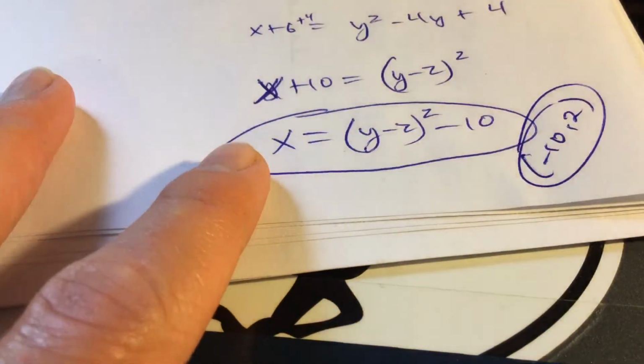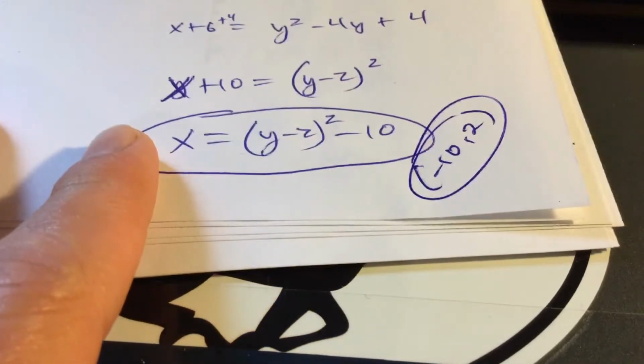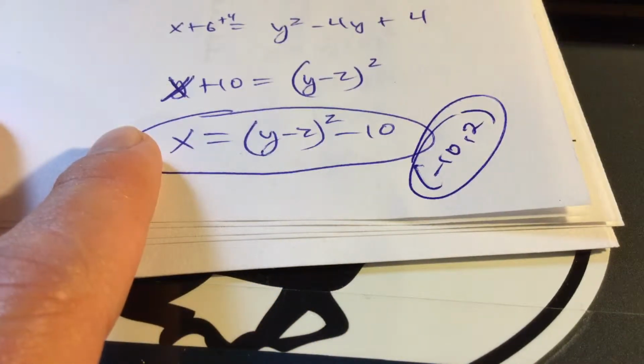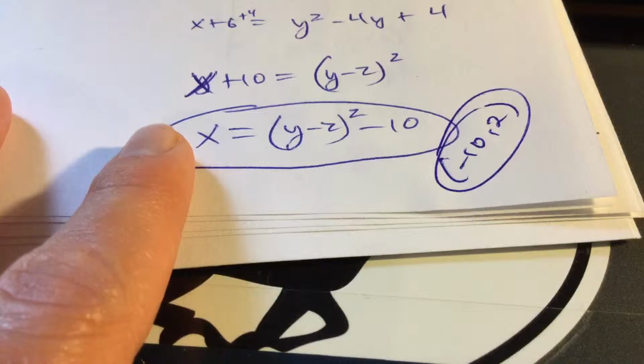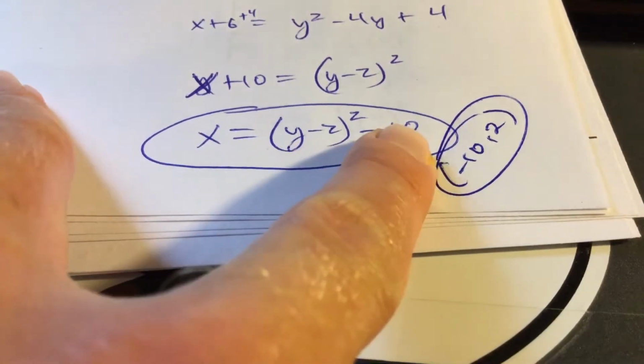All right, negative 10, comma 2, because you have x equals instead of y there. My vertex is negative 10, comma 2. All right, so when y is 2, x is negative 10.